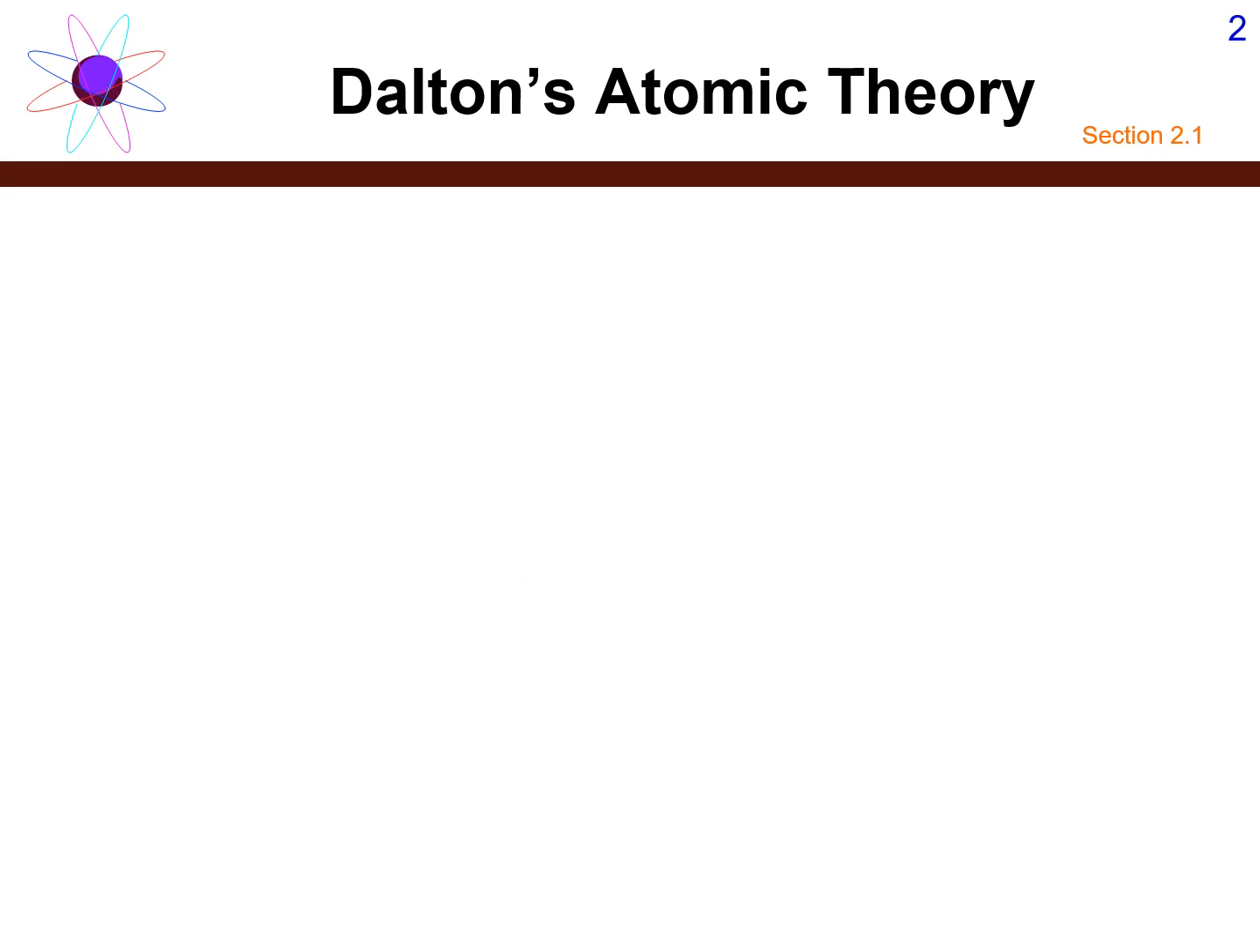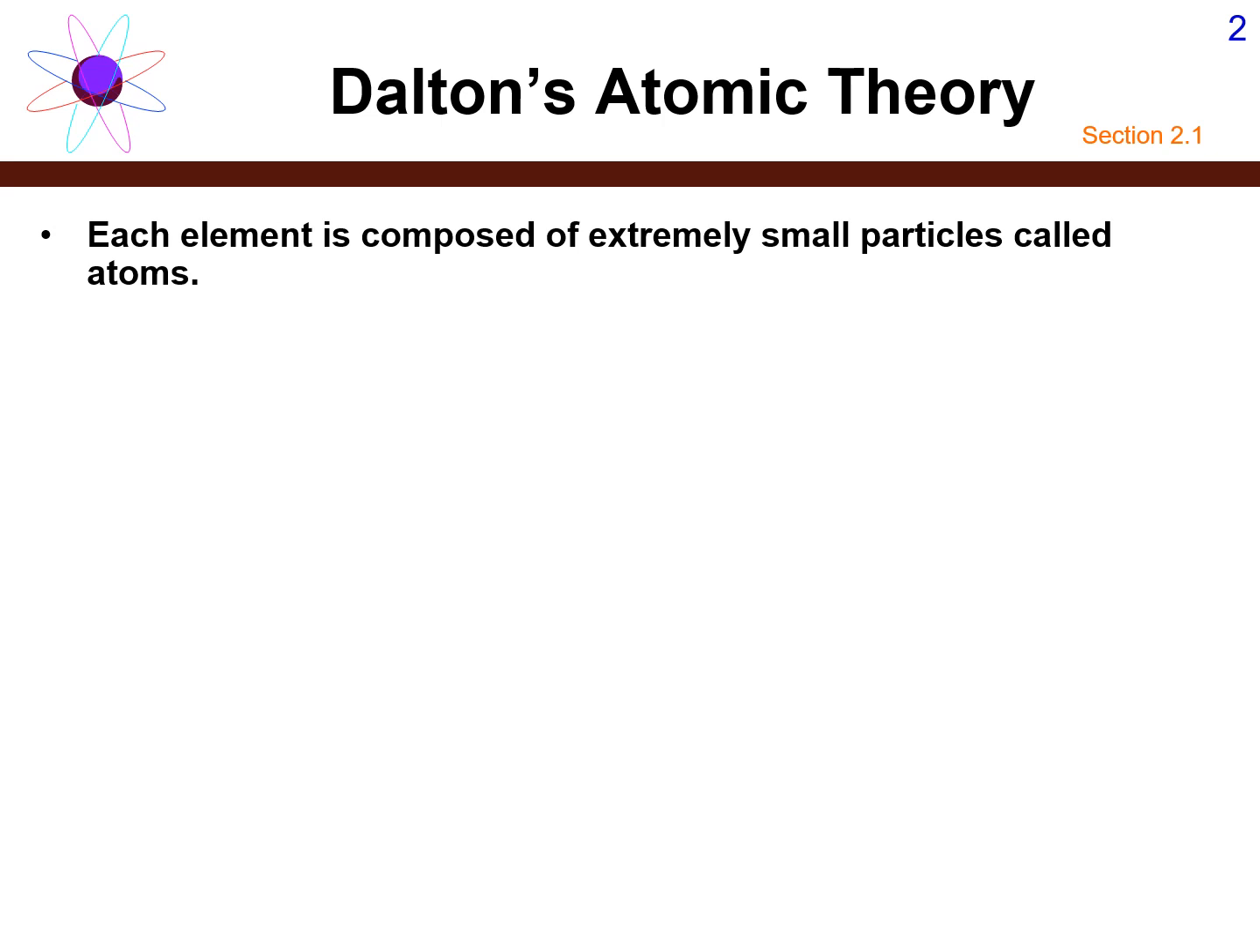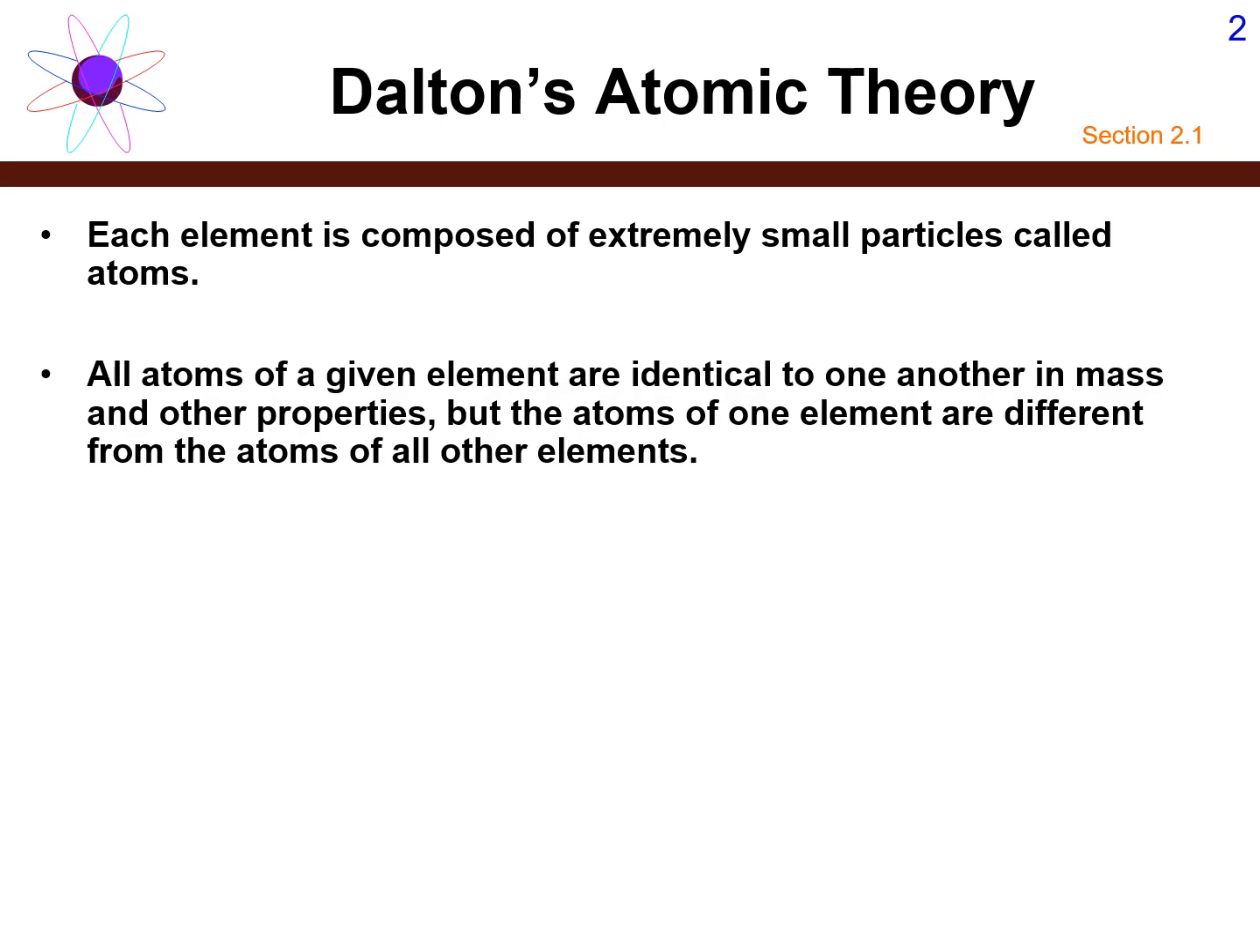So our current theory on what an atom looks like is based on Dalton's atomic theory. In this theory, each element is composed of extremely small particles called atoms. And all atoms of a given element are identical to one another in their mass and their properties. But the atoms of one element are different from atoms of a different element.